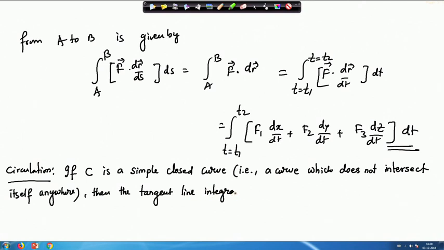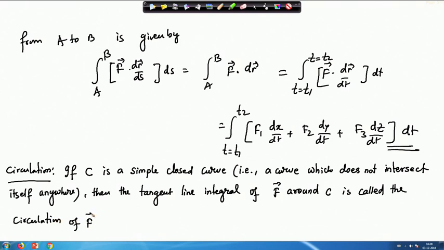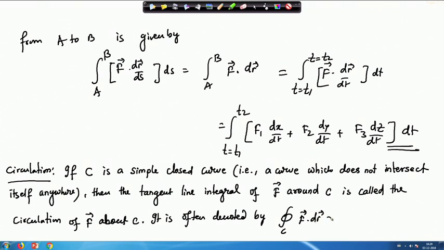integral of f around C is called the circulation of f about C, and it is often denoted by this symbol, and we write it as the integral over C of f dot dr, which is equal to the integral of f1 dx plus f2 dy plus f3 dz. So this is the required definition of the circulation of f around the curve C.